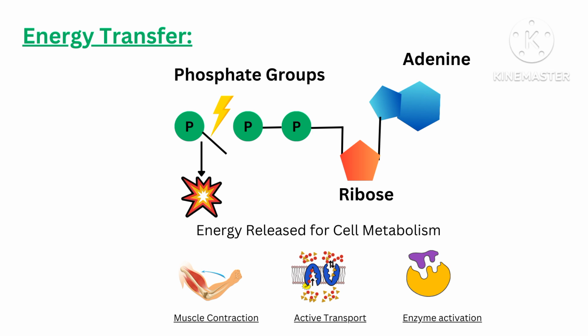2. Energy transfer. Nucleotides, like ATP, adenosine triphosphate, are primary energy carriers in cells. ATP contains high-energy phosphate bonds that, when hydrolyzed, release energy to drive various biochemical processes such as muscle contraction, active transport across membranes, and enzyme activation. Other nucleotide-based energy molecules include GTP, guanosine triphosphate, which is used in signal transduction and protein synthesis.